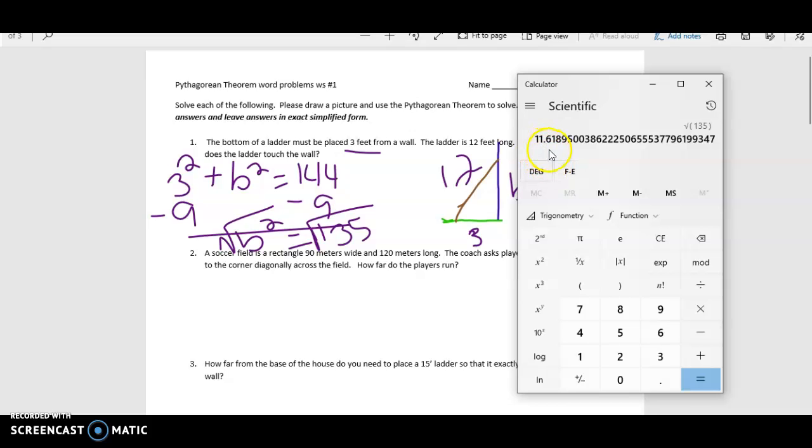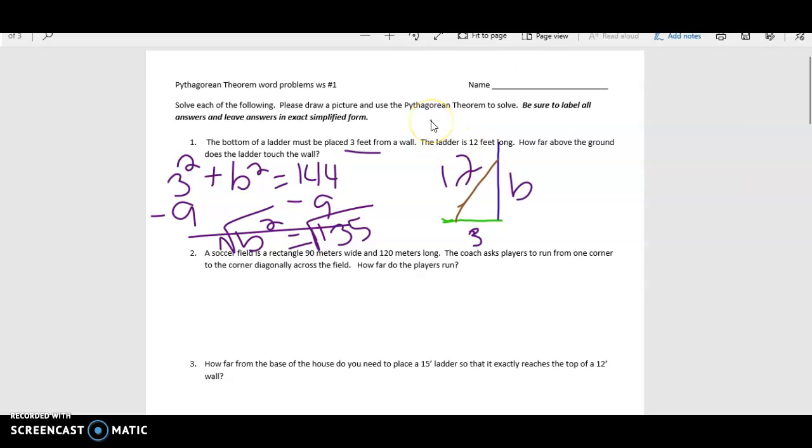It's about 11.62 feet, because they're talking about feet right here, off the wall. So 11.62 feet. That is going to be the leg of that right triangle.